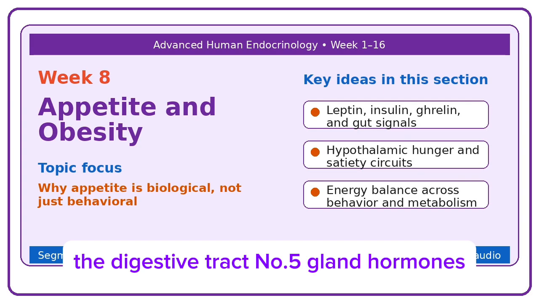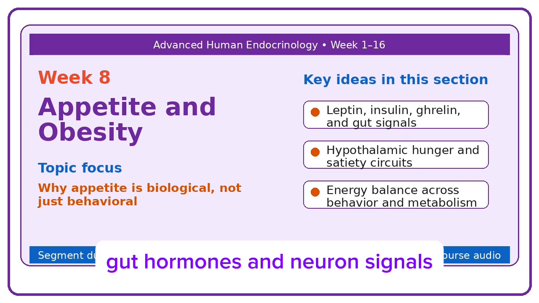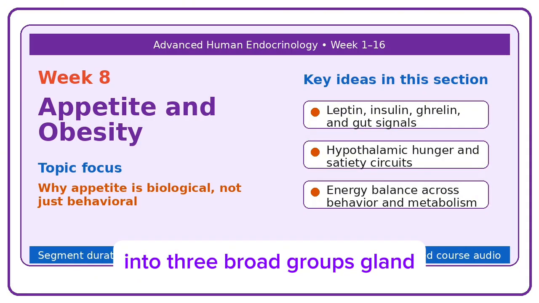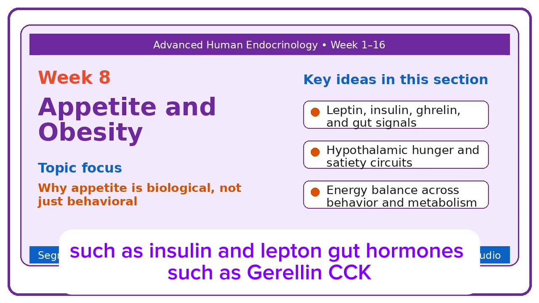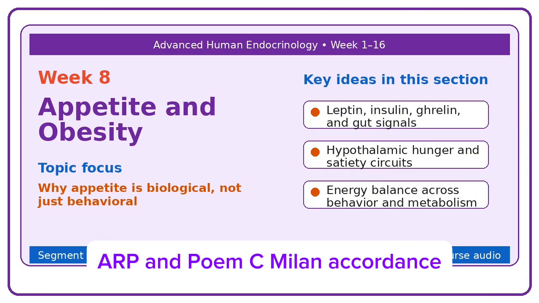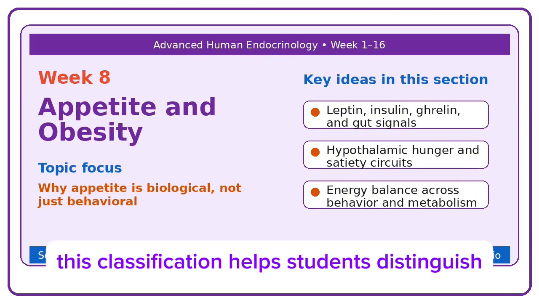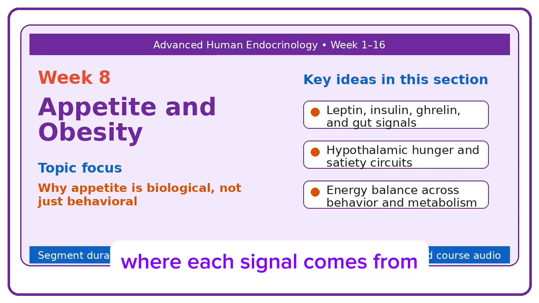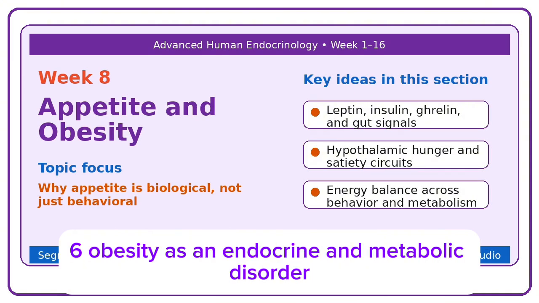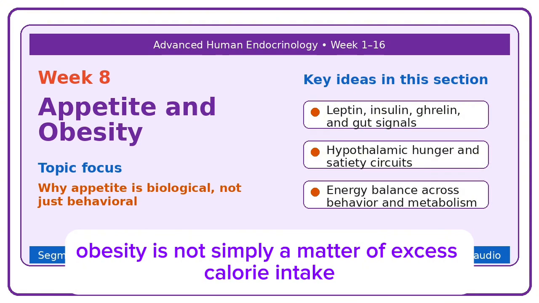5. Gland hormones, gut hormones, and neuron signals. One useful teaching framework is to classify appetite-regulating signals into 3 broad groups: gland or adiposity-related hormones, such as insulin and leptin; gut hormones, such as ghrelin, CCK, GLP-1, and PYY; hypothalamic neuron signals, such as NPY-AgRP and POMC melanocortins. This classification helps students distinguish where each signal comes from, what timescale it reflects, and whether it mainly promotes hunger or satiety. 6. Obesity as an endocrine and metabolic disorder. Obesity is not simply a matter of excess calorie intake in isolation.